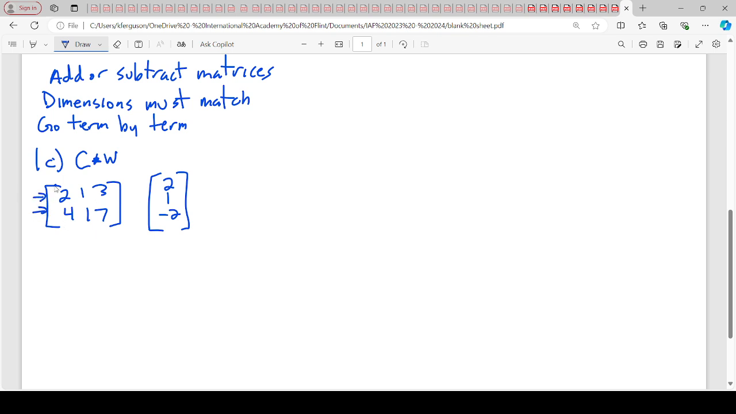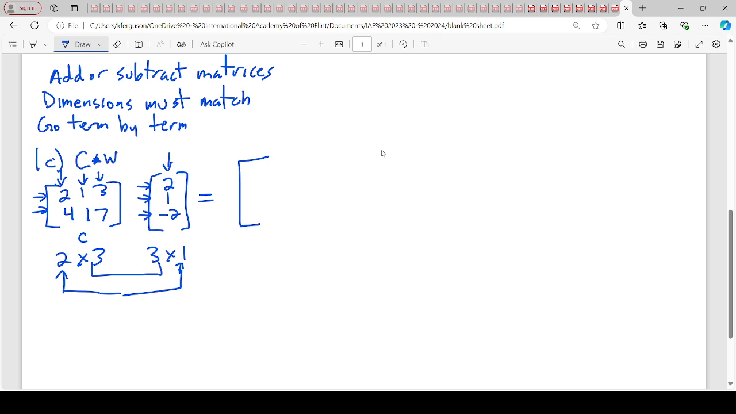So what are the dimensions of this? C is a 2 by 3. And then I look at the dimensions here: 1, 2, 3. So that's a 3 by 1. So I look at my inner dimensions. Hey, they match. And then my result is going to be a 2 by 1 matrix. So I'm going to give myself a little space to work this out.